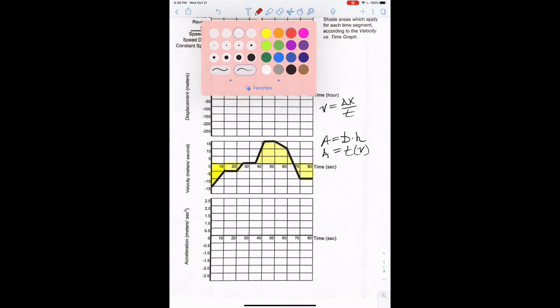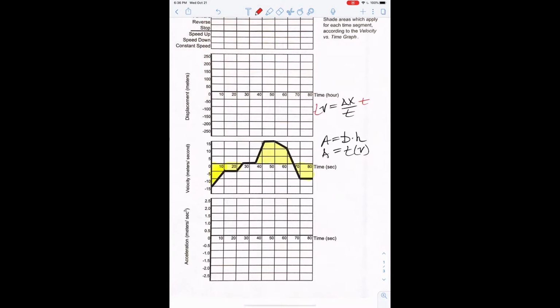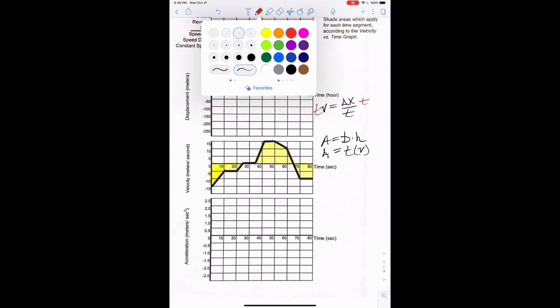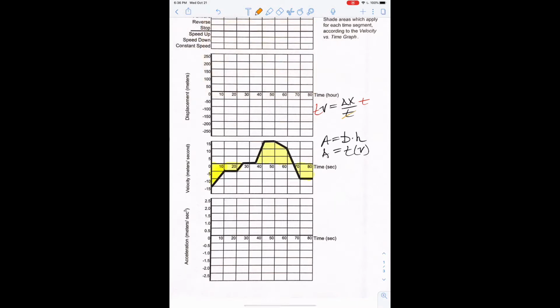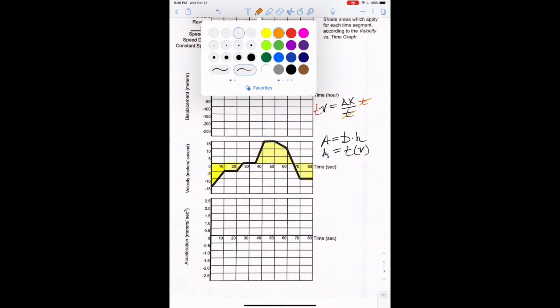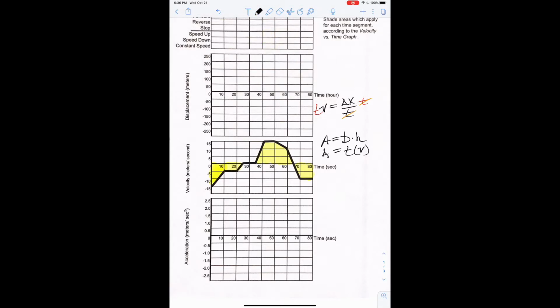Let me grab a different color. Right, just like that. Cancel these t's right here. And we have delta x then, I'll rewrite it over here, is equal to t times v. And so you can see from that, right, that down here then, this is why the area is displacement. This is why this is the same as this. And so that's all we're going to do here.